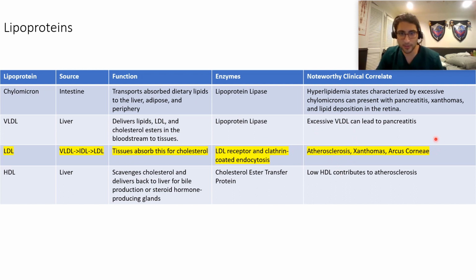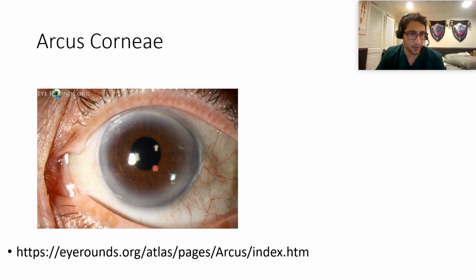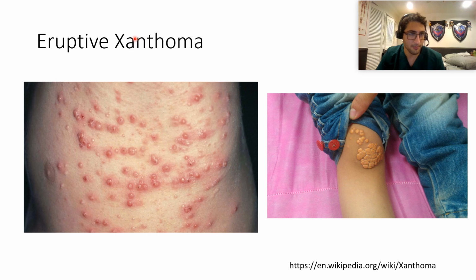You can also have arcus corneae and xanthomas. This is arcus corneae. You can see this sort of glossy lipidy appearance. And here's an eruptive xanthoma. As you can see, it can sort of mimic herpes zoster. It could trick you, but it can also look like this. So if a patient is presenting with an eruption like this, and there's no infectious cause, and you've ruled that out, consider inborn errors of metabolism.